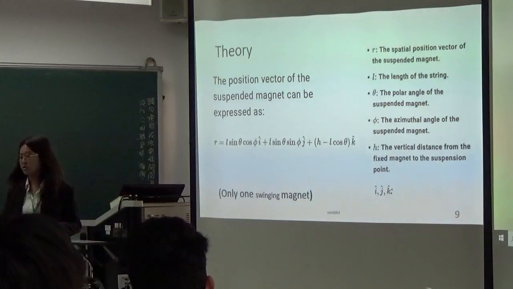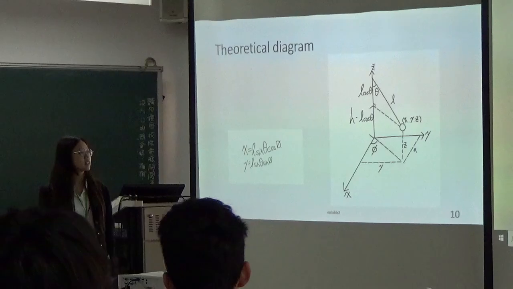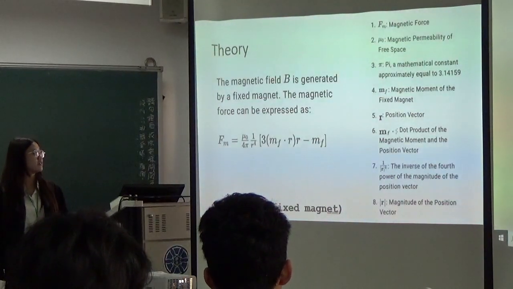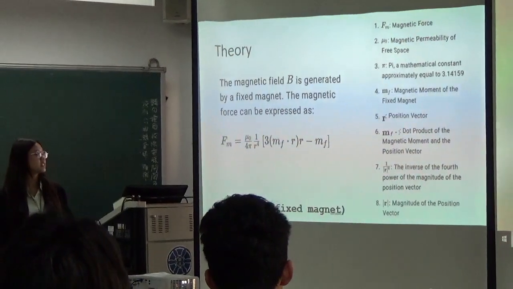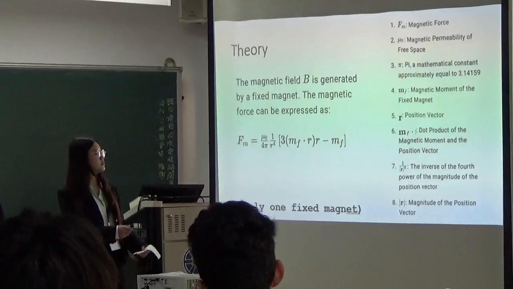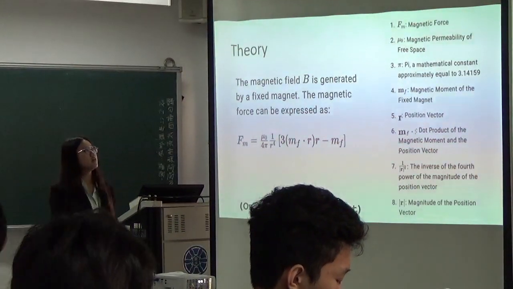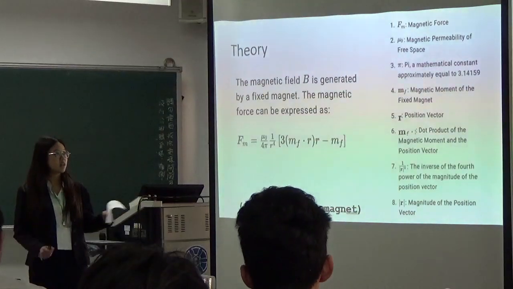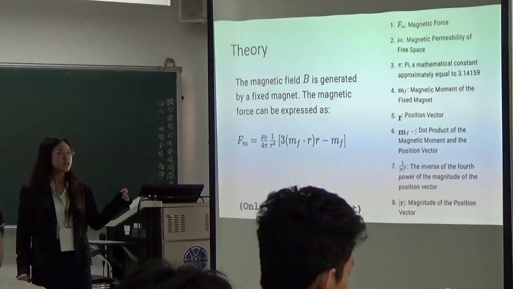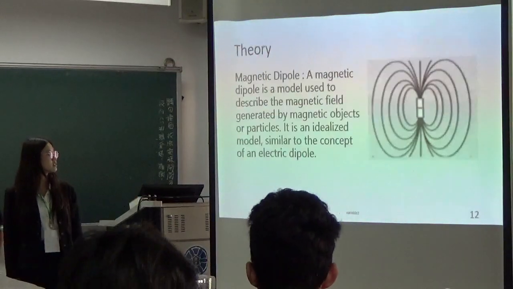And that's the picture of the magnetic field B generated by a fixed magnet. The magnetic force can be expressed as this. And this term we don't discuss here, because the field is just back to the equilibrium, and that concerns the velocity, so we don't talk about it.